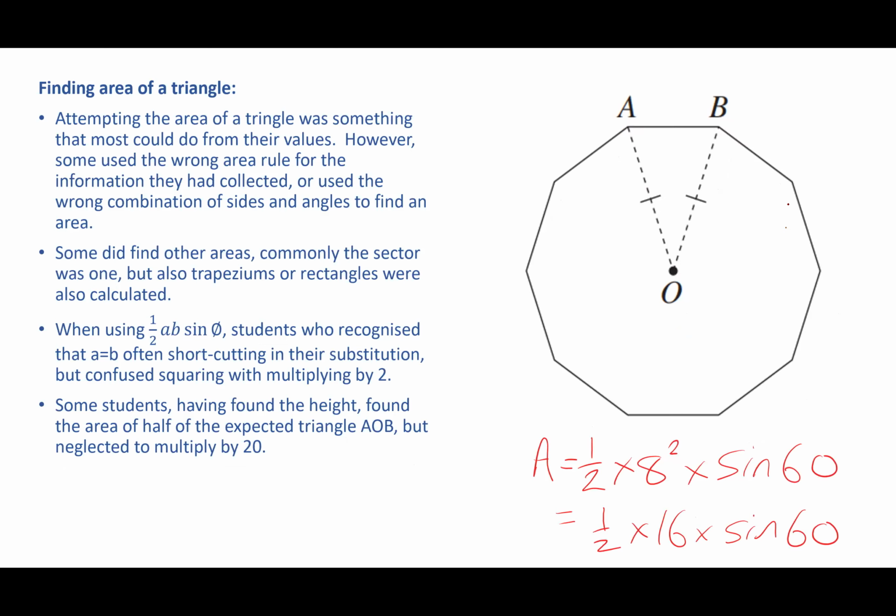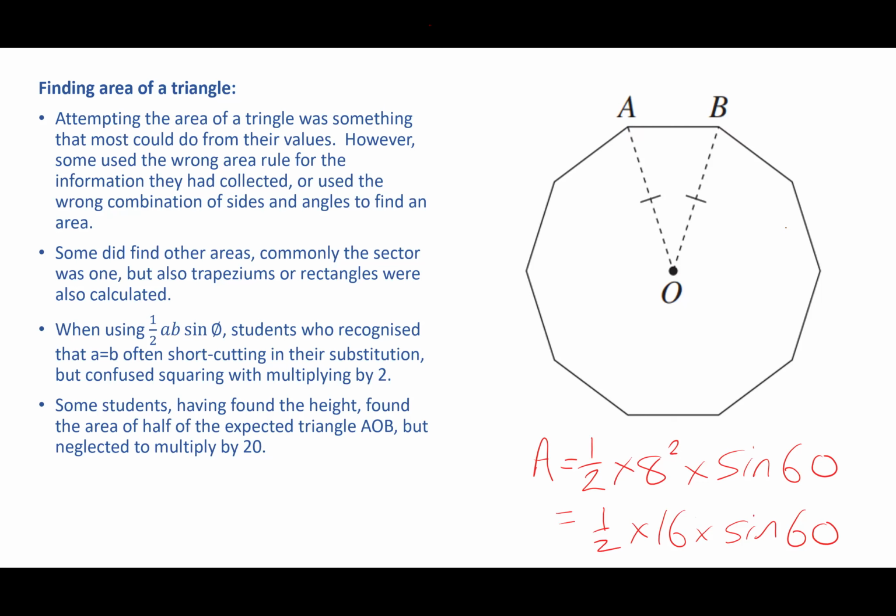The next stage then would be to find the area of one of those triangles. And so attempting to find the area of a triangle is something that most could do from the values they'd previously found. However, some used the wrong area rule for the information they had collected, or used the wrong combination of sides for their rule.